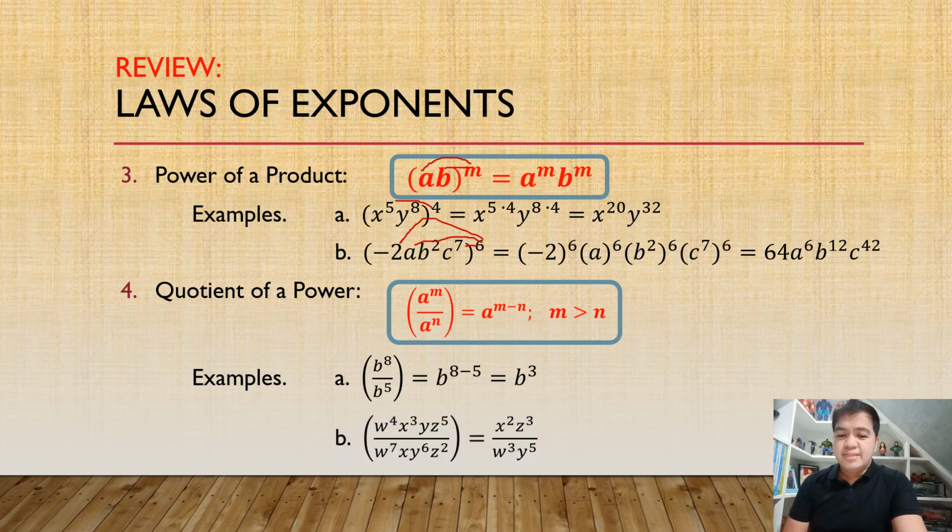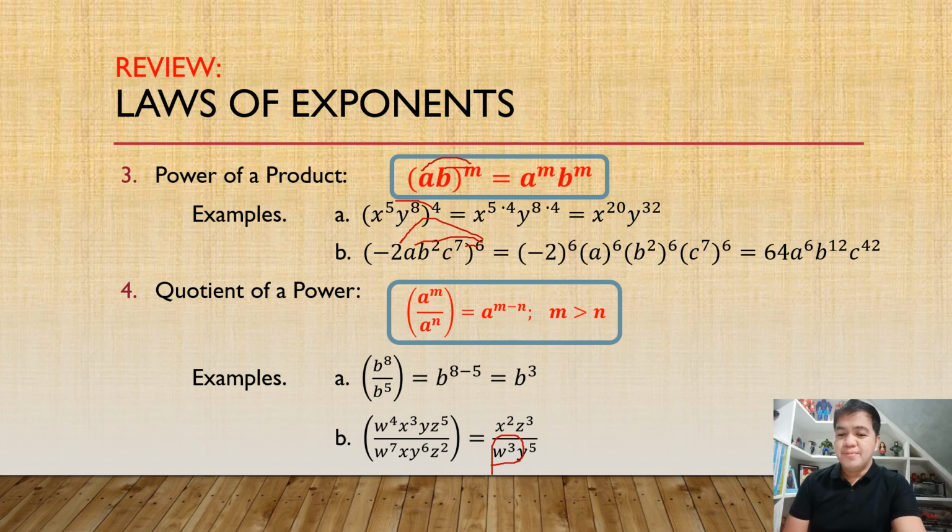And then, another example, let's have a complicated one. w to the 4th x cubed y to the 6th z to the 5th over w to the 7 x y to the 6 z squared. Okay, so pansinin natin to. Yung w, mas malaki yung nasa baba ng tatlo. w to the 7, w to the 4th. So, ang mangyayari, may iwan dito sa baba yung w ng tatlo. Kasi mas malaki siya ng tatlo kaysa dun sa taas.